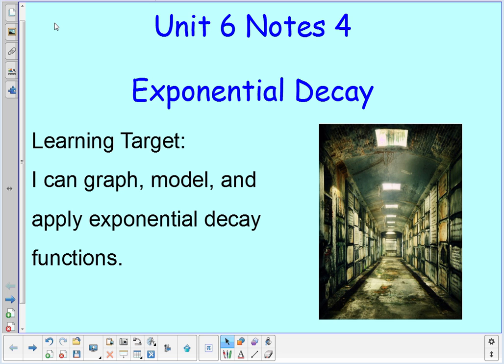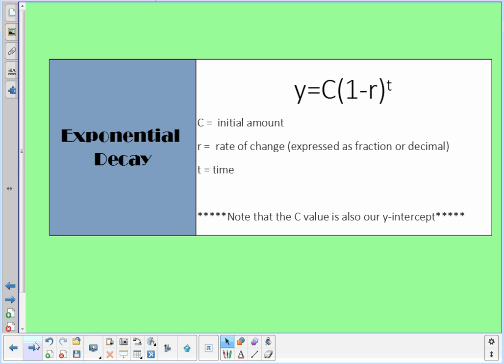We're on Unit 6 Notes 4, which is exponential decay. So yesterday we talked about exponential growth, which is things going up or increasing. Today we're talking about exponential decay, which is things going down or decreasing. Our equations look very, very similar here. We have y is equal to c times 1 minus r to the t power.